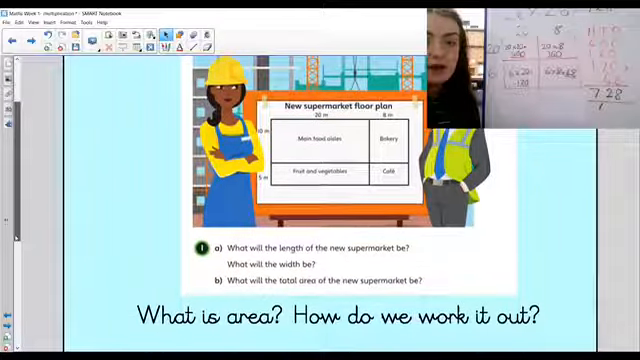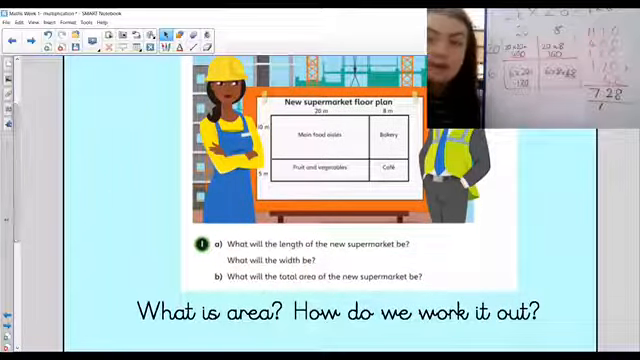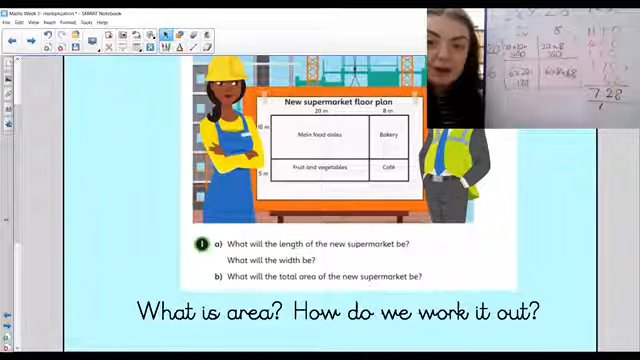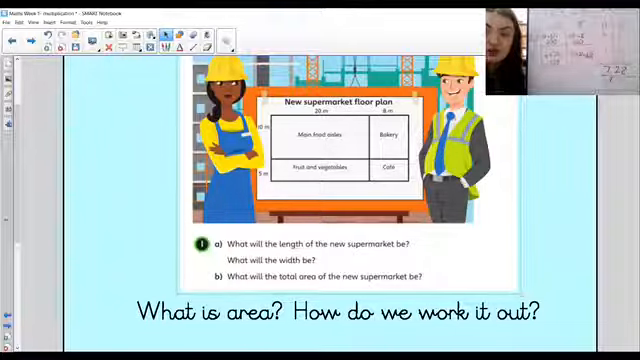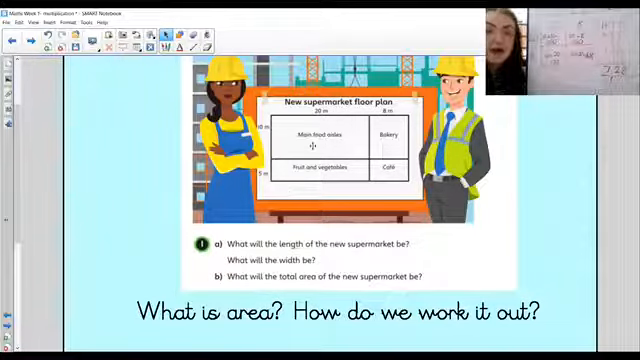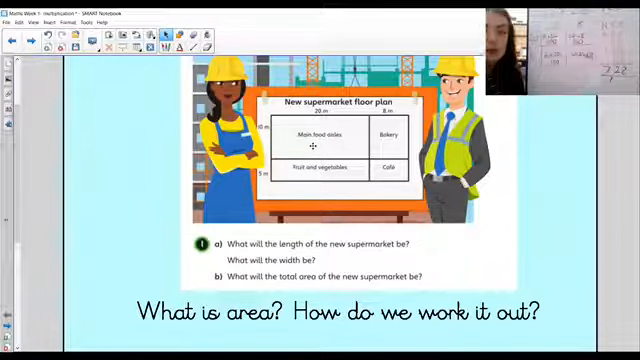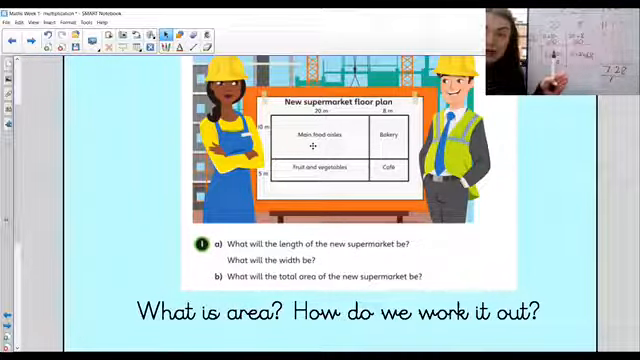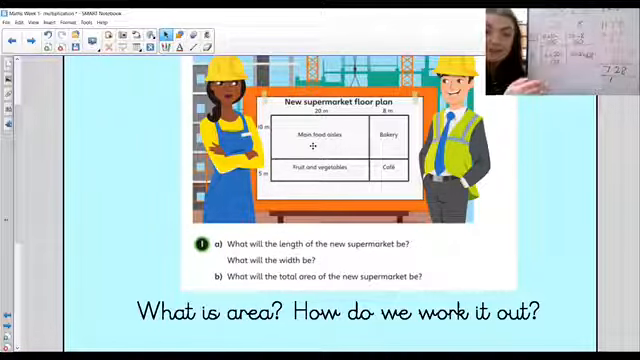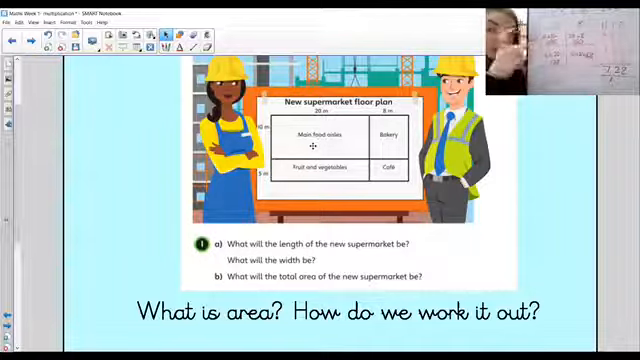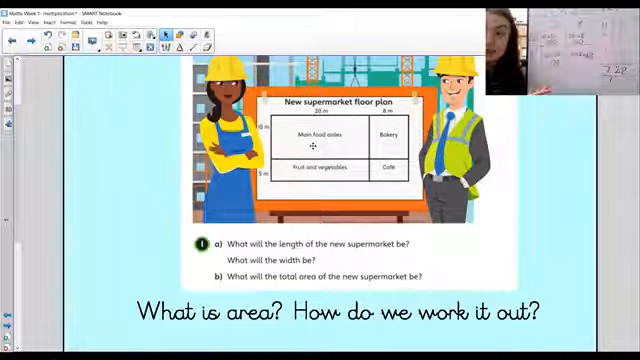So here you can see that our little builder friends, just going to make myself a little bit smaller again, are using this method that we've just done together there. Okay, they're trying to work out the new supermarket floor plan. So question A is, what will the length of the new supermarket be? And what will the width of your supermarket be? Okay, so that's asking you to look at your parts and work out what your number sentence is going to be. And then you want to work out the total area of the new supermarket.